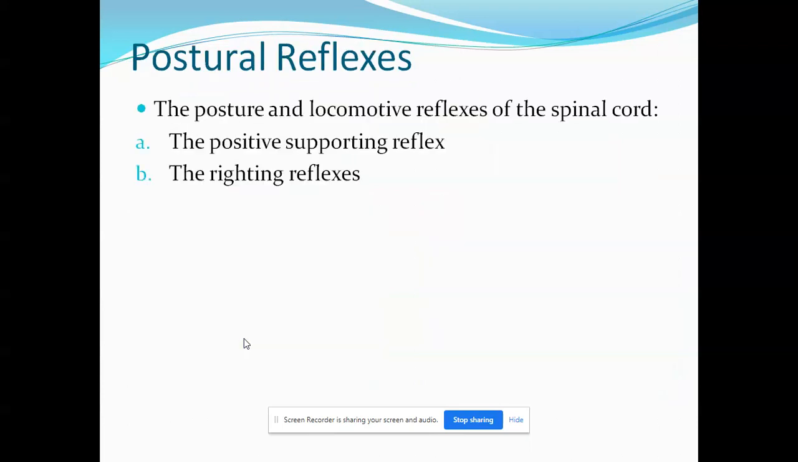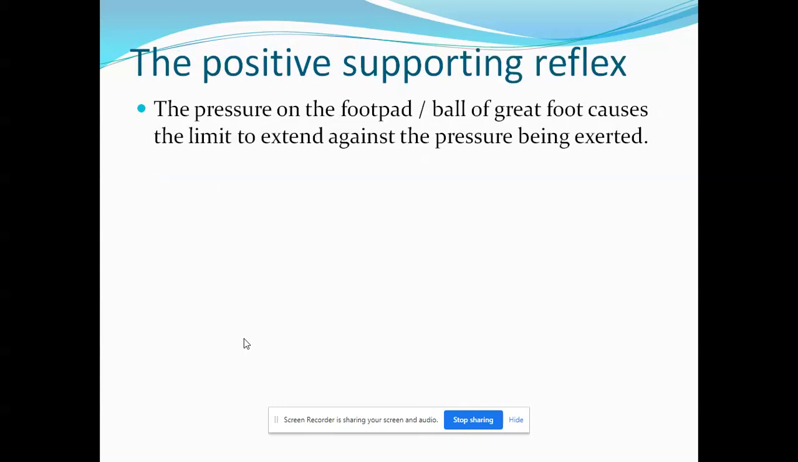Coming to postural reflexes. Postural and locomotive reflexes of the spinal cord are two main reflexes. One is positive supporting reflex and one more is righting reflex. Coming to positive supporting reflex. When pressure is given at the foot pad or the ball of the great toe, there is extension against the pressure seen. First, there is flexion and then there is gradual extension seen.